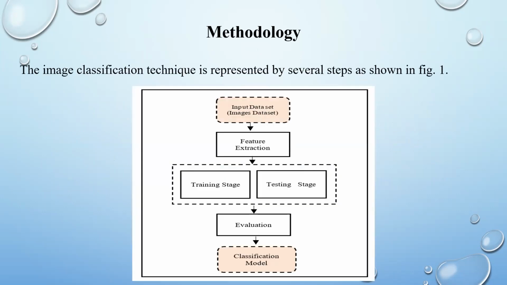The image classification technique is represented by several steps as shown in the figure. First, we input the data set, then extract the features, then input them in the training and testing stage, then it's evaluated and the classification model is built.